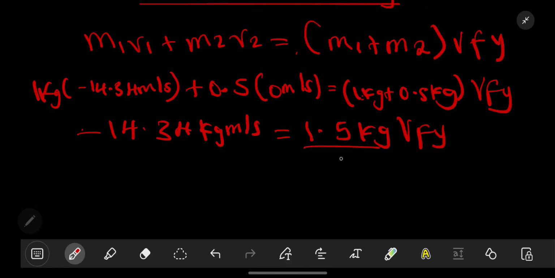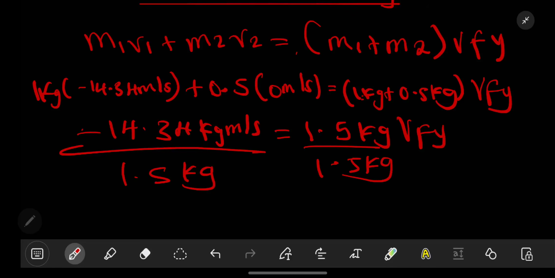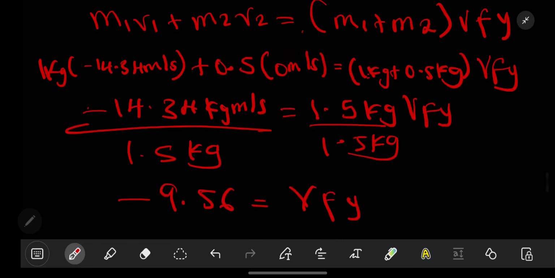So when we divide 14.34 over 1.5 kg, we are going to get negative 9.56, which shall be equal to the velocity in the Y.